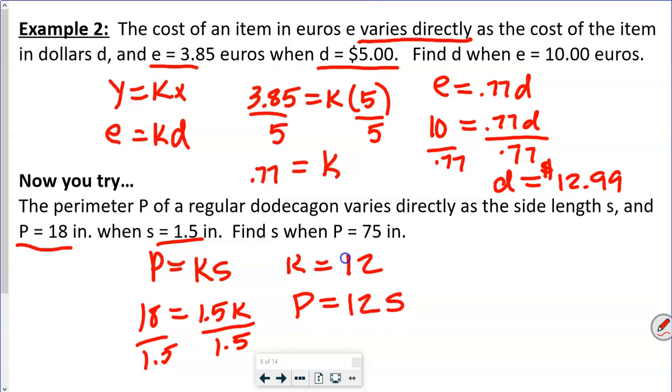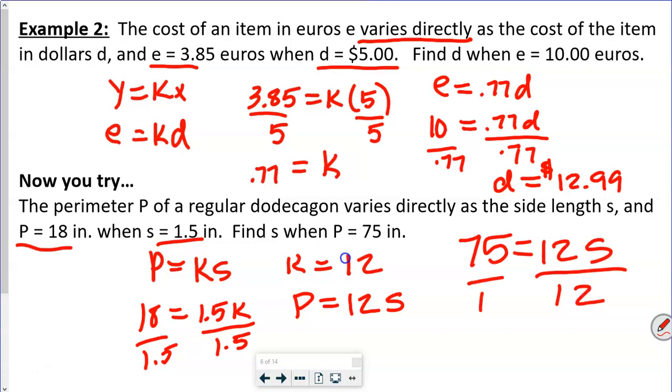Then it says find S when P equals 75. So that means we're going to say 75 is equal to 12 times S. So we're going to do what? Divide 75 by 12, right? 75 divided by 12. So that's going to be 6.25. So it's going to have a side length of 6.25 inches, right? Okay?